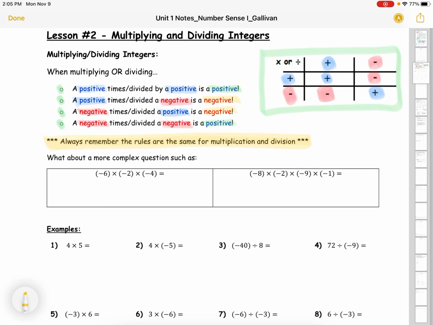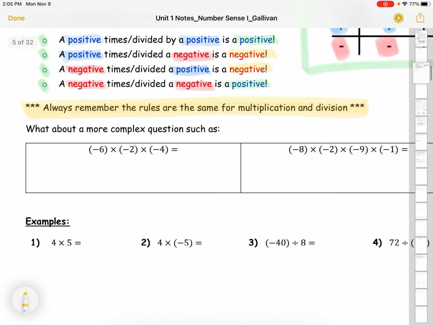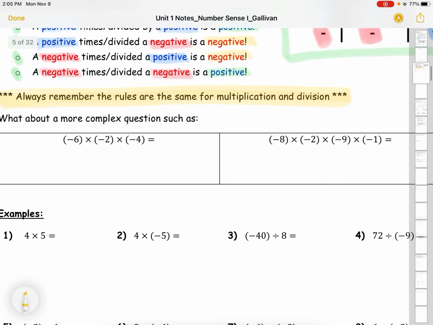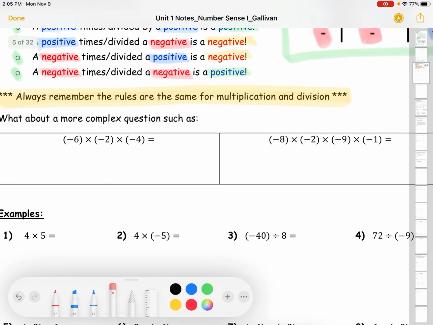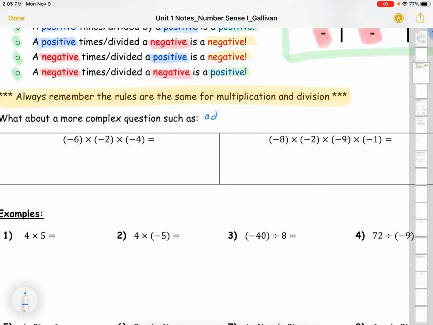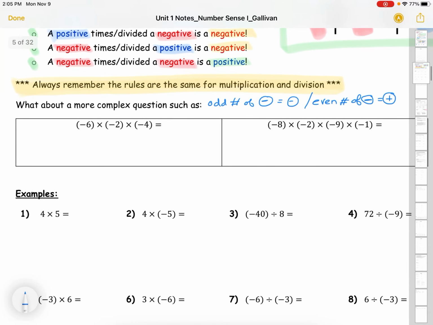And then you say, well, what about if it's more complex, like you have 3 or 4? Well, then you're going to think about whether you have an odd number or even number that you're multiplying. So if you have an odd number of negatives, multiplying or dividing, it will be negative. If you have an even number of negatives, it will be positive, okay?